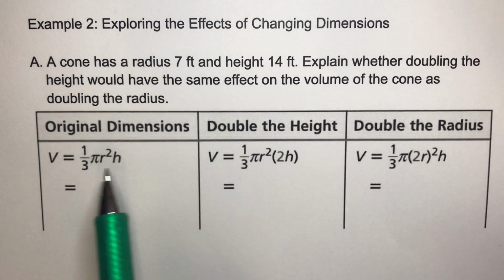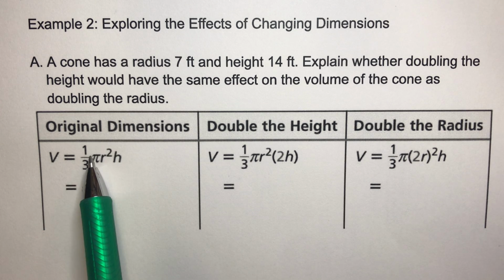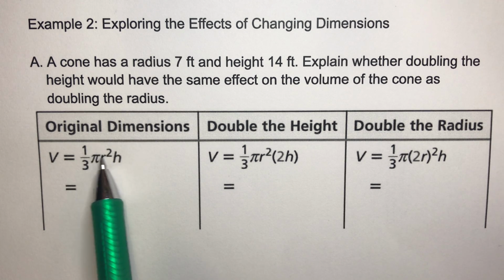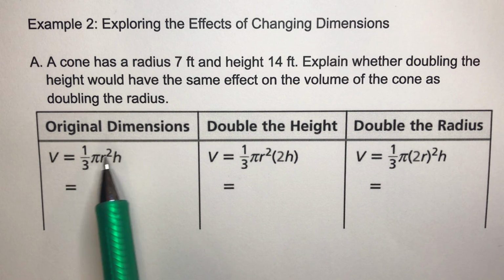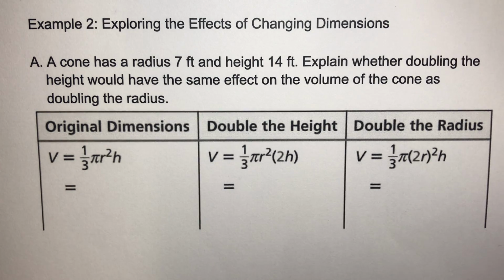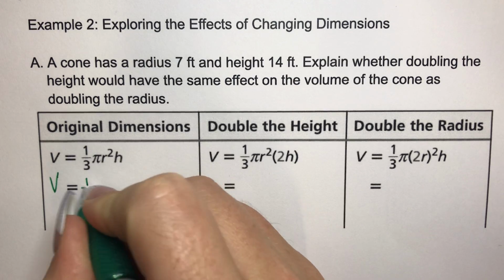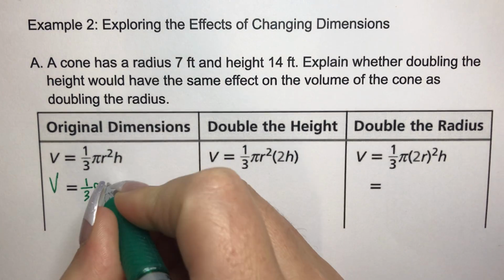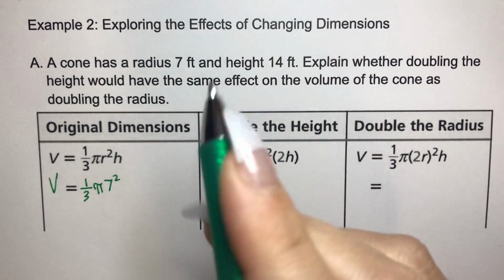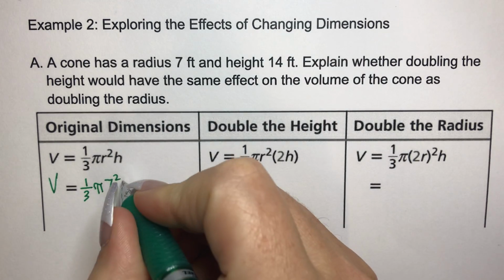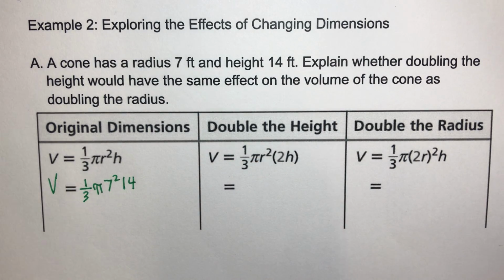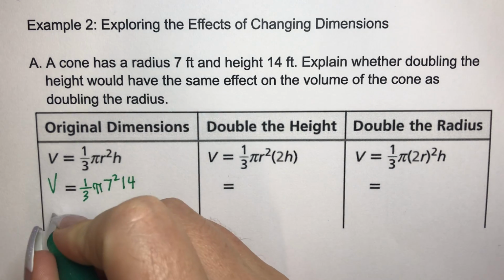So we know the volume of a cone is 1/3 base times the height, where the base is the area of a circle, pi r squared. Okay, so what do we know? We know the radius is 7, so volume equals 1/3 pi 7 squared, and the height is 14. So 7 squared is going to be 7 times 7, which is 49.